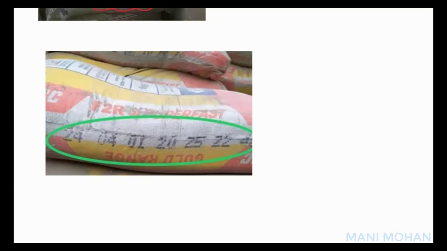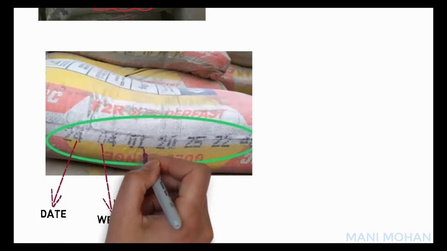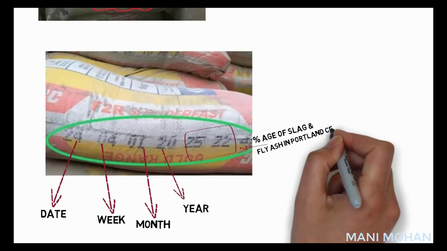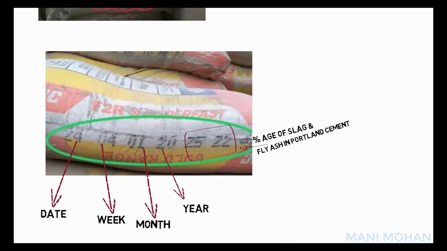Let us take a few more examples. Here we have ACC F2R Superfast Cement. This is a composite type cement prepared by adding slag and fly ash in Portland cement. 24 indicates date, 4 indicates week, 1 indicates month, 20 indicates year, 25 and 22 is the percentage of slag and fly ash in Portland cement. The manufacturing date of cement is 24 January 2020.